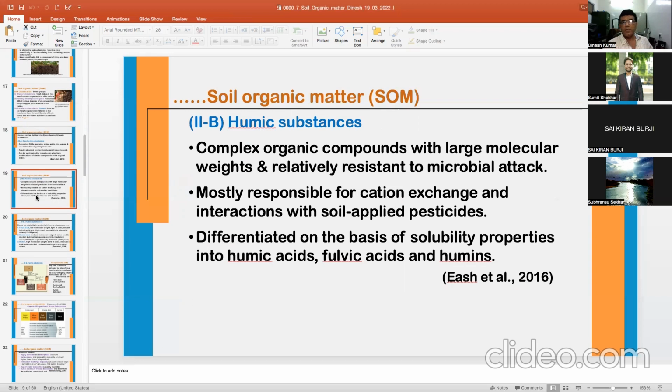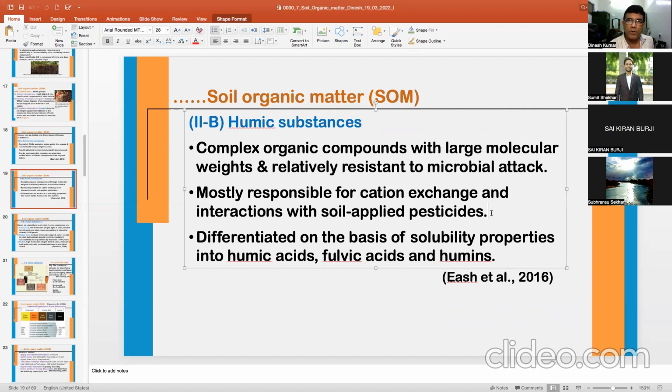So they are mostly responsible for cation exchange. These humic substances will be helpful in cation exchange and interaction with soil applied pesticides. So certainly these humic substances will interact with soil applied pesticide. We have agricultural chemists here, and you see this cation exchange capacity, or cation exchange means what happens.